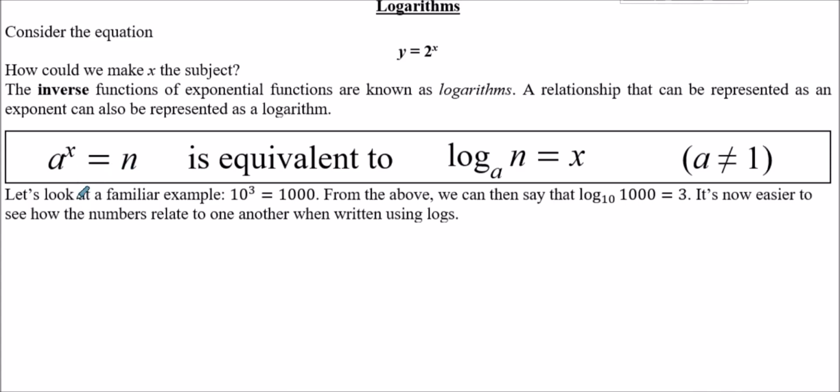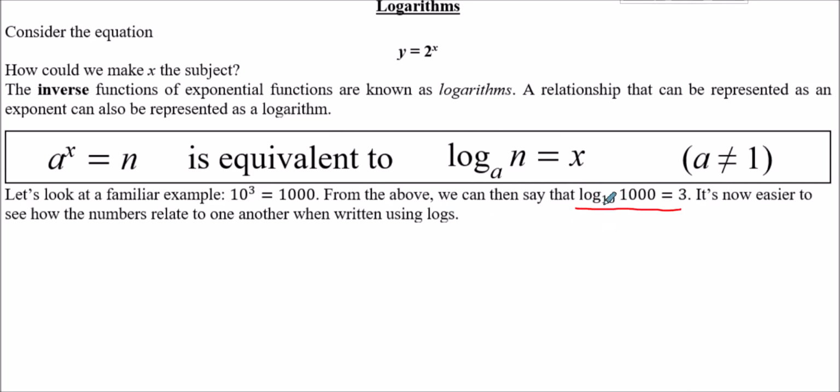So if we take a familiar example, this will just add a bit more colour and make it easier. And in fact, if you ever get confused by logs, remember this example, because you know it to be true. Think about a to the power of x equals n for something easy, like a power 10, and the power being 3. 10 cubed equals 1,000. So I've just said a is 10, x is 3, n is 1,000. So from the above, if we just rearrange that, we can say that log base 10 of 1,000 equals 3. So looking at this, it's now easier to see how these numbers relate to each other.